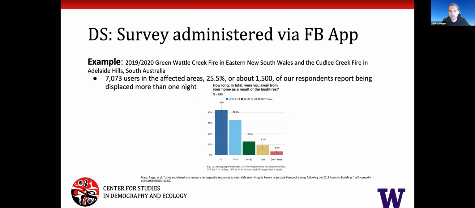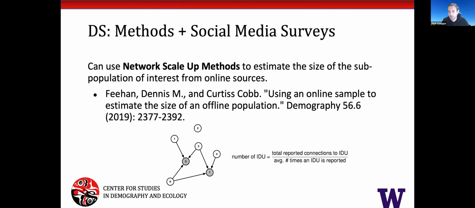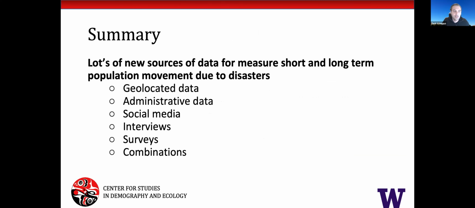Wrap it up. We estimated about 25% of the people were displaced. If you extrapolate this out, we do very well in estimating the total displacement compared to other methods. Cool extension, network scale-up methods can be used to estimate offline populations, cool future area, and summary. And I will stop and pass it on to the next person.